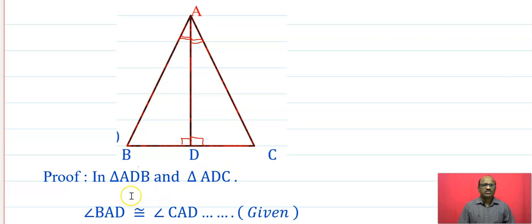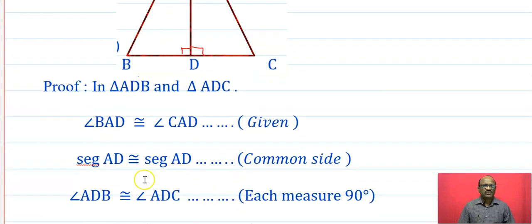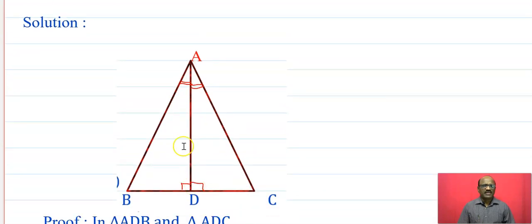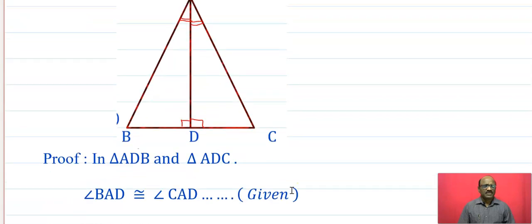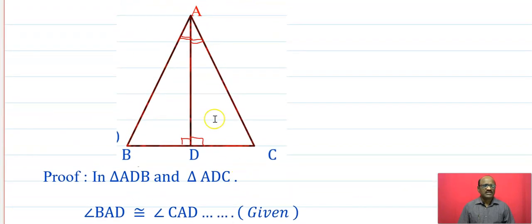Now we'll consider two triangles. Which are the two triangles? Triangles ADB and ADC. In these two triangles, angle BAD is congruent to angle CAD. This is given. AD is the common side. Again, the measure of angle ADB is congruent to the measure of angle ADC. Therefore, by the test, which is the test?